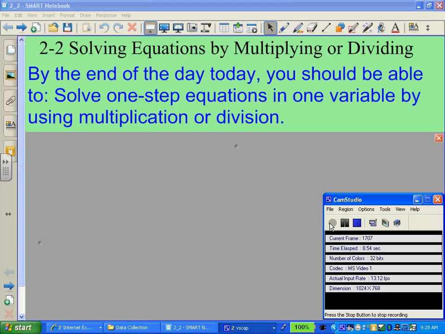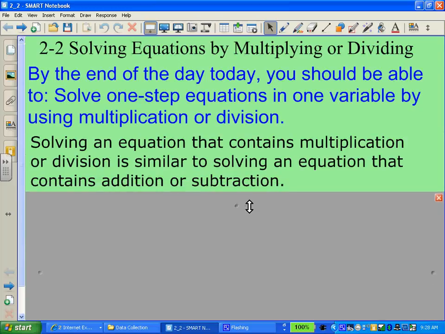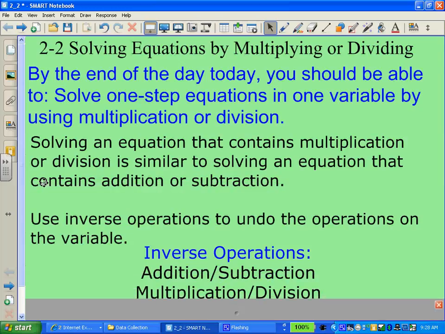So our goal for today is, again, we're still in one-step equations and we want to solve them using multiplication or division. And you will find that this is very similar to solving by addition and subtraction, I should say. We're going to use inverse operations again. So as I said, it's similar. So we're going to use inverse operations.